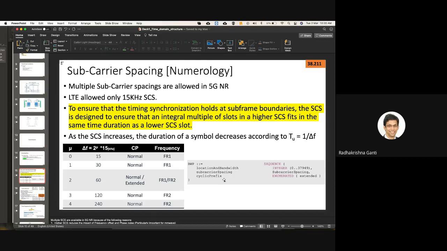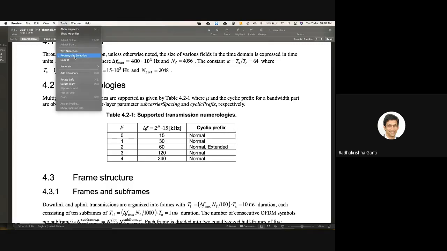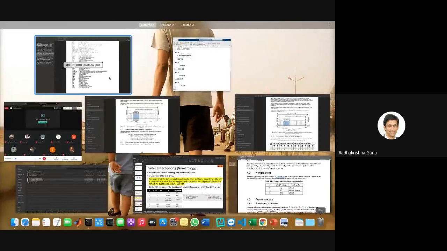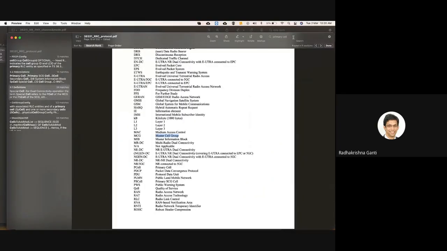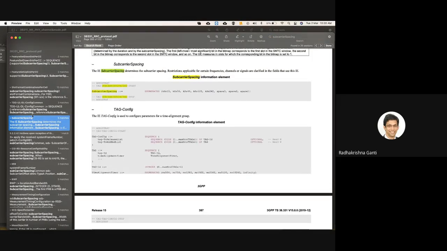Okay. So the next thing is, if you look at this document, it says that the subcarrier spacing and cyclic prefix come from higher layer parameters. So they always say where these come from. How do I find out where these come from? I just select this text and then go to 38.331. 38.331 is the RRC parameters. If you search subcarrier spacing, there is something.